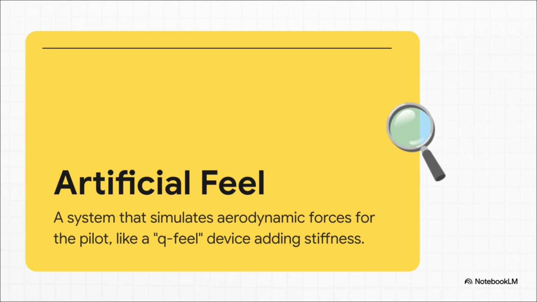They developed these amazing systems for artificial feel. A really clever device called a Q-feel unit constantly measures the air pressure, and as the plane goes faster, it automatically makes the control stick stiffer and heavier, perfectly mimicking the natural forces a pilot would expect to feel.